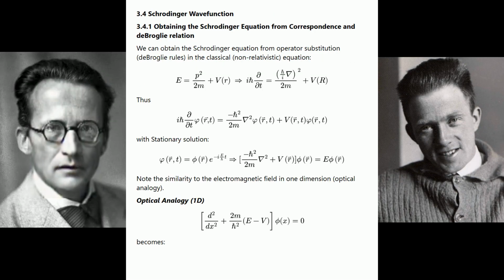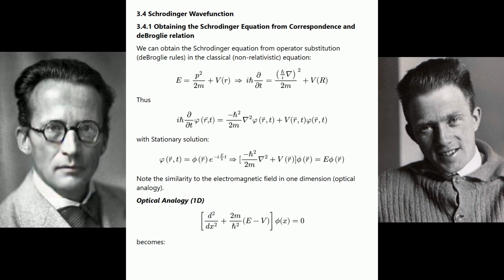3.4 Schrodinger Wavefunction. 3.4.1 Obtaining the Schrodinger equation from correspondence and de Broglie relation. We can obtain the Schrodinger equation from operator substitution, de Broglie rules, in the classical, non-relativistic equation. See the equation. Thus, see the equation. With stationary solution. See the equation.